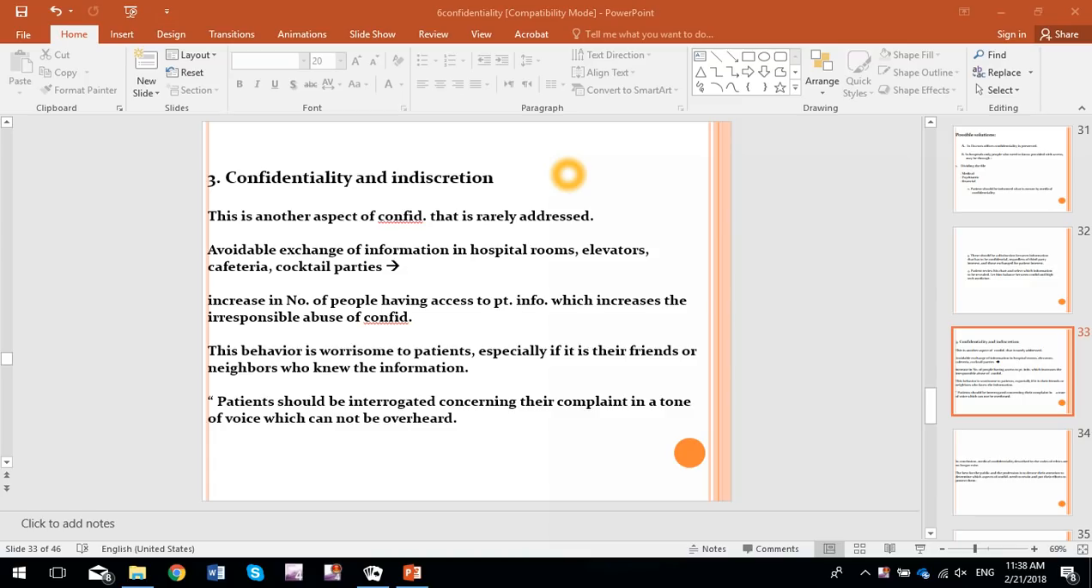Patients should be interrogated concerning their complaint in a tone of voice which cannot be overheard. And this is another aspect.